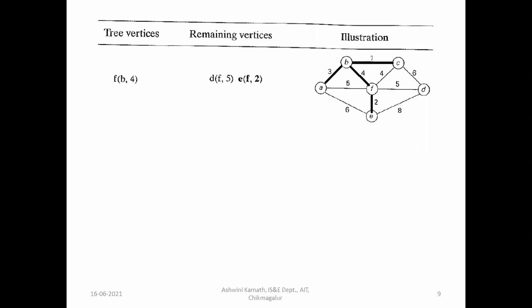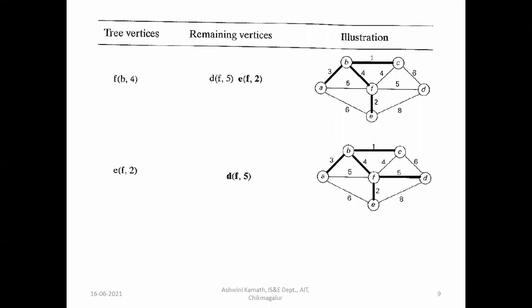That will be added to the tree. Then F to E, which is equal to 2, will be added to the tree. So remaining vertex is D. So F to D, which is equal to 5, that is the low cost one. So that will be selected. Okay. Then F to D will be added to the spanning tree. So this is the spanning tree.